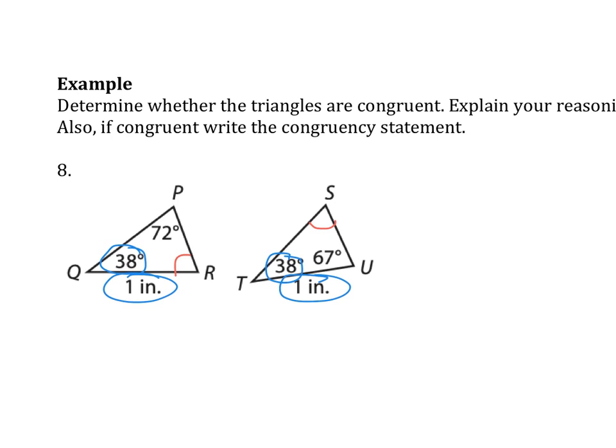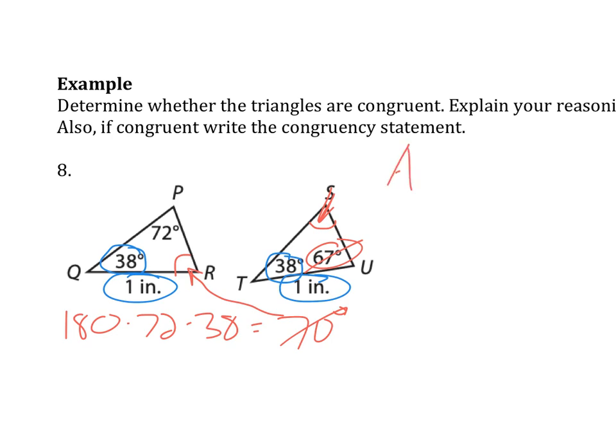So if we do 38 plus 72 and subtract that from 180, that gives us 70 degrees for R. And so then we don't need to find S because 70 does not match with 67. Now, the reason I can say this is it's this new congruency that we can check. We don't need to know all the parts. We don't need to know all the sides.